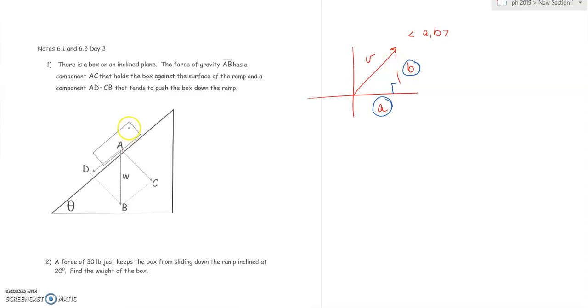Okay, so if I have a box on an inclined plane, we have the force of gravity that pulls the box down, and then we're going to talk about its components. But again, I wouldn't say x and y or horizontal and vertical because we're on an incline, so that might be confusing. So AC, this component of the force of gravity, is the component of the force that is perpendicular to the incline, and it tends to hold the box against the surface of the ramp. And then there's a component over here that tends to push the box down the ramp.